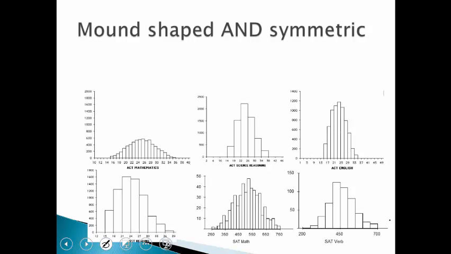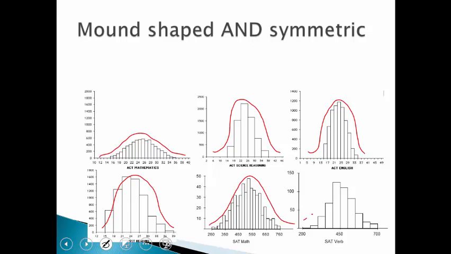So going back to shape, just this idea of mound-shaped and symmetric. Here are some examples. A lot of times what I like to do is go through and just draw a curve over the top. And you can see there's the mound shape. It doesn't really look like it tails off in either direction too poorly. So not exactly symmetric, so we might even throw the word in here, relatively symmetric.